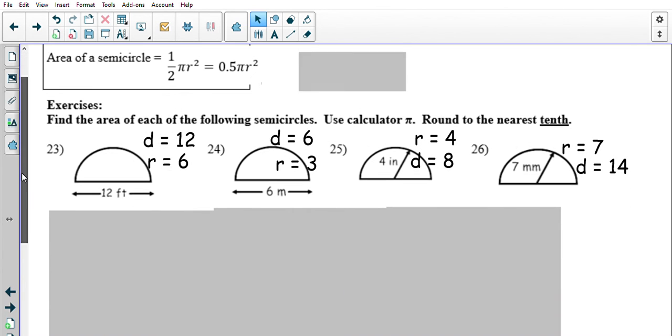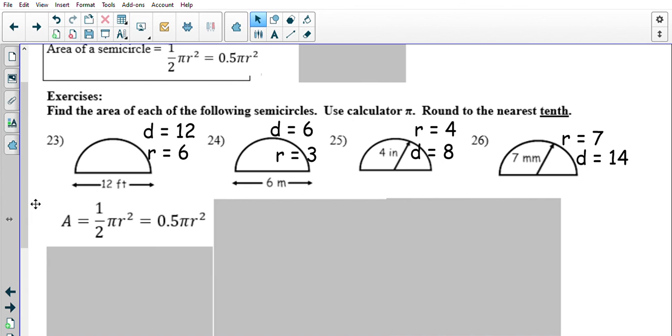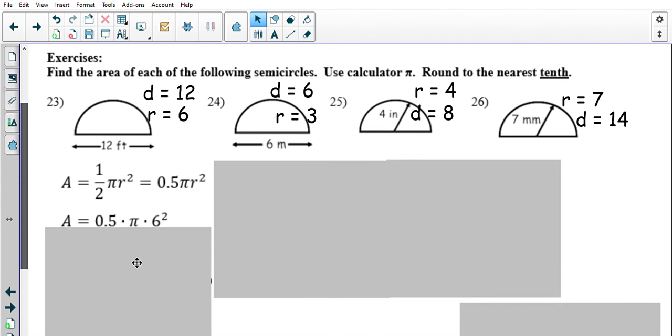So number 23, let's take a look at this. We're given the diameter of the circle since it goes the whole way across the circle, not just from the center to the outer edge. If the diameter is 12, the radius is 6. So I can use half pi r squared or 0.5 pi r squared. I like the 0.5 pi r squared.